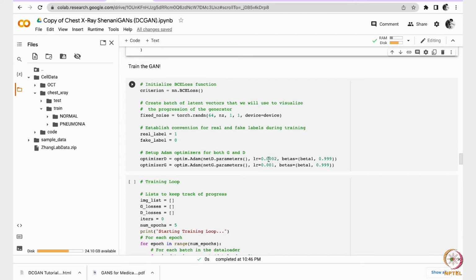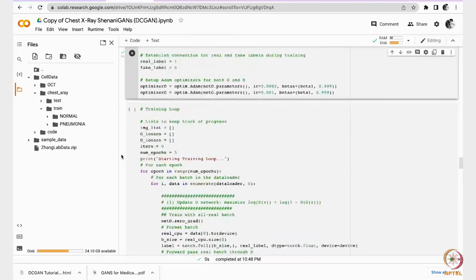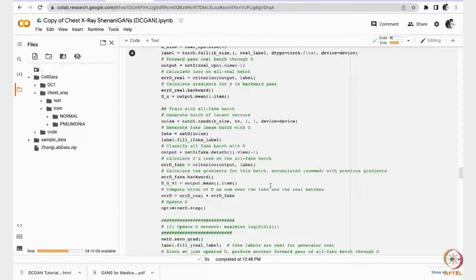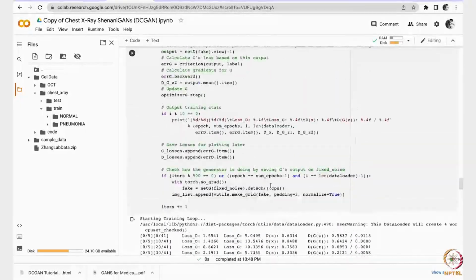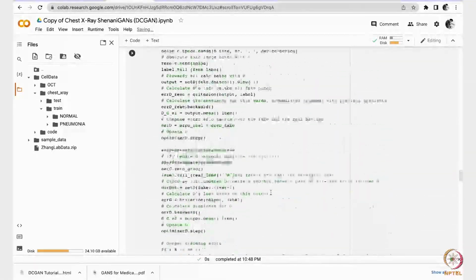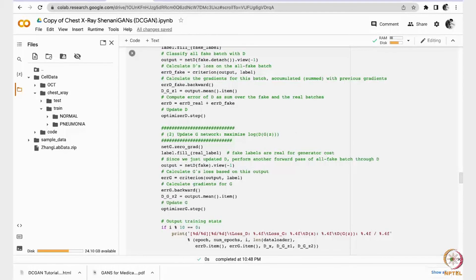But you can play around. You can start with both at 0.0002, and later on make some changes to the learning rate. Okay, let me run this one. Now the final thing: the training loop, generator update and discriminator update.